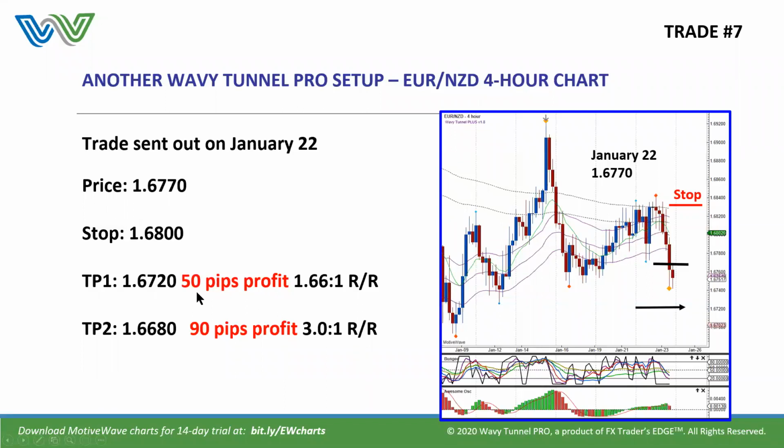So the first profit target was hit. It was 50 pips profit, great. And then the second profit target was hit, 90 pips profit. I think we had, yeah. So yeah, we did two profit targets.